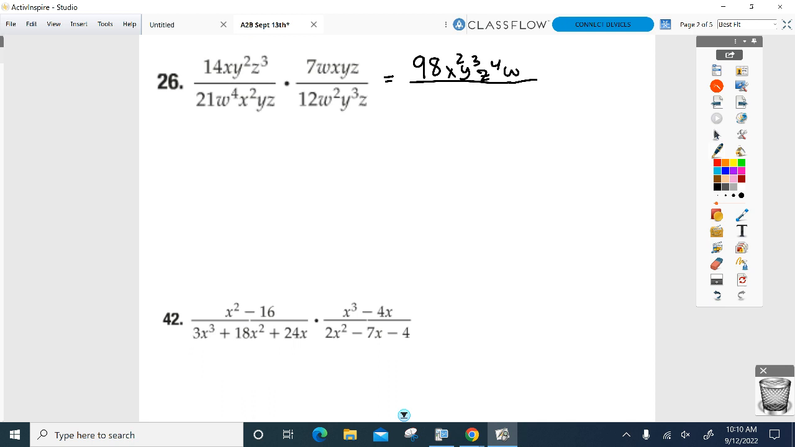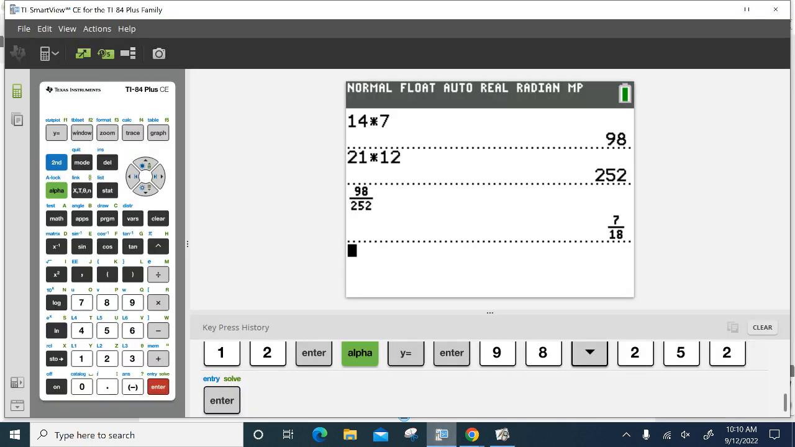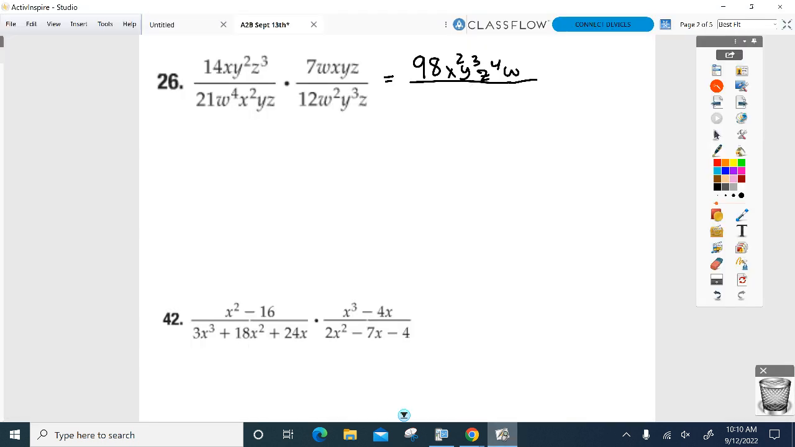You see how I did everything in the numerator? It's a little bit cleaner. How about on the bottom? 21 times 12. I forgot what that was. 252. How many w's? 6. How many x's? 2. How many y's? 4. And how many z's? 2.